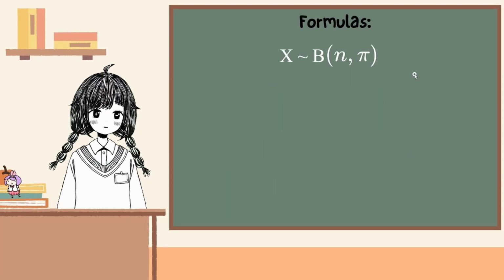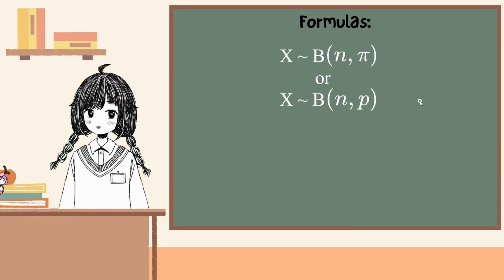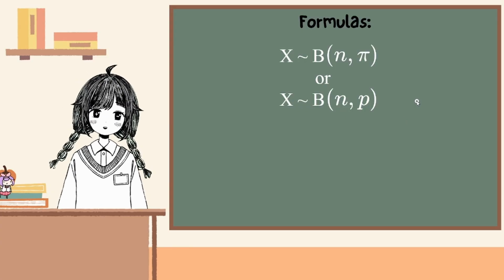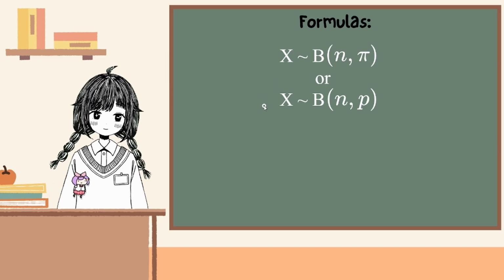So this is the formula. In some books or other universities, maybe the pi is a p instead. Regardless, it means the same, as it's meant to represent the probability of success or failure. The x here is a random variable, or the thing that we want to observe, for example, the number of students who pass the exam.